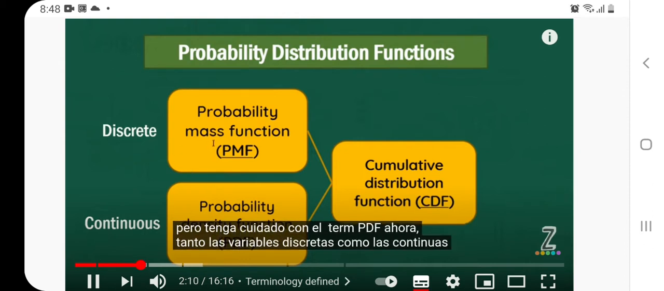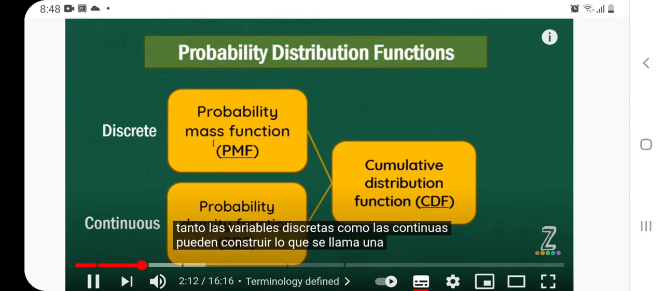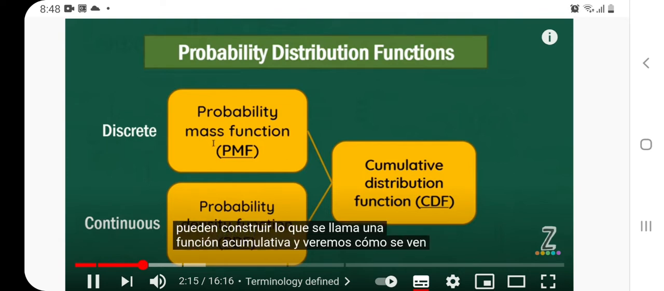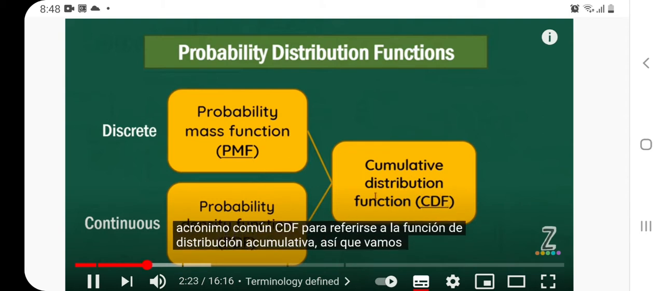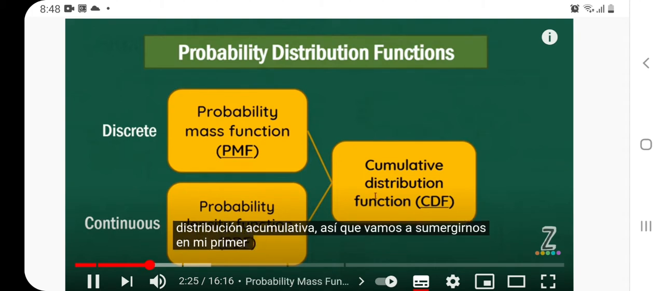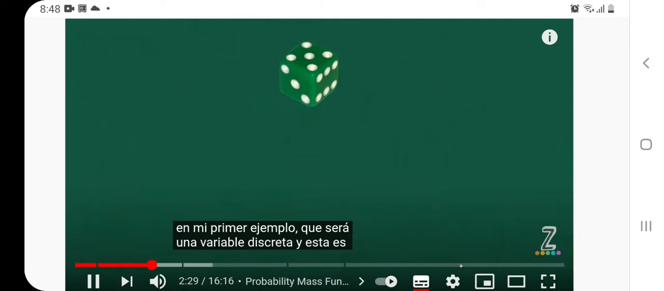Now both discrete and continuous variables can construct what's called a cumulative function, and we'll see what these look like just in a second. But they use the common acronym CDF to mean cumulative distribution function. So let's dive into my first example, which is going to be a discrete variable. And this is one, again, that you might be able to intuit rather easily.